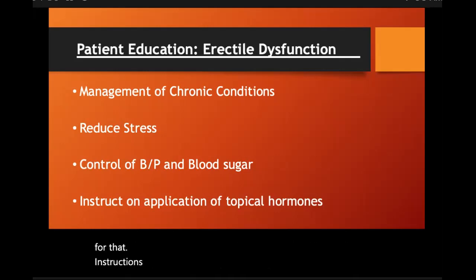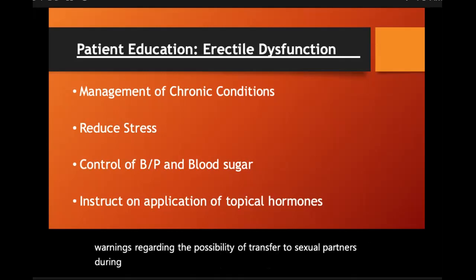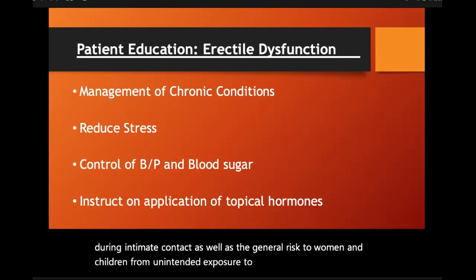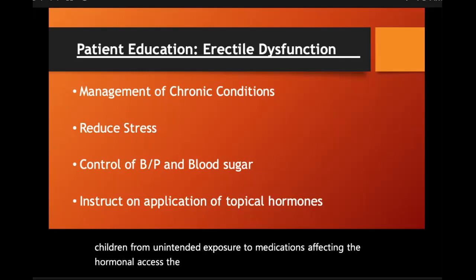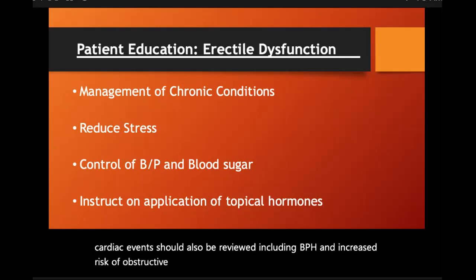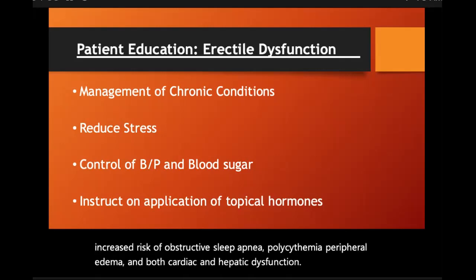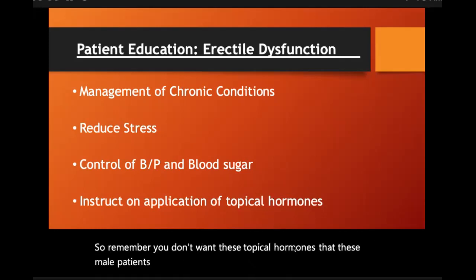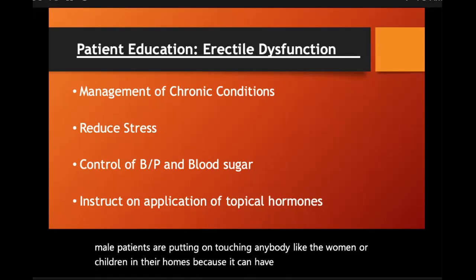Instructions regarding topical hormone formulation should include warnings regarding the possibility of transfer to sexual partners during intimate contact, as well as the general risk to women and children from unintended exposure to medications affecting the hormonal axis. The risks of hormonal overexposure, for example cardiac events, should also be reviewed, including BPH, an increased risk of obstructive sleep apnea, polycythemia, peripheral edema, and both cardiac and hepatic dysfunction. So remember, you don't want these topical hormones that these male patients are putting on touching anybody, like the women or children in their homes, because it can have adverse reactions.